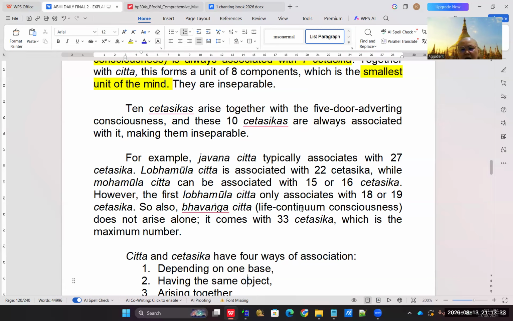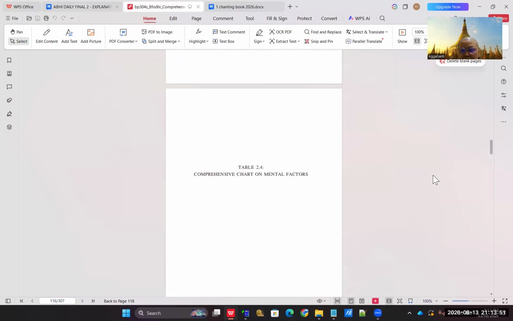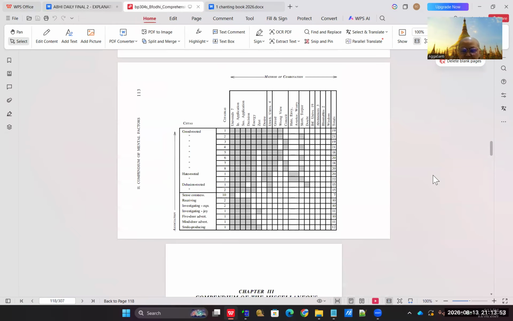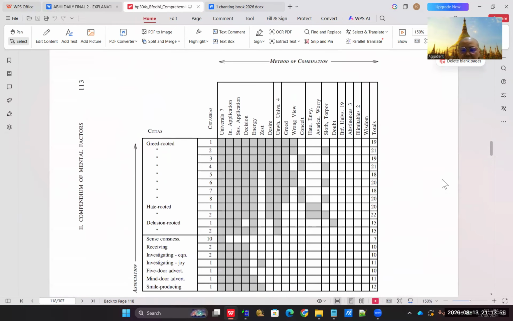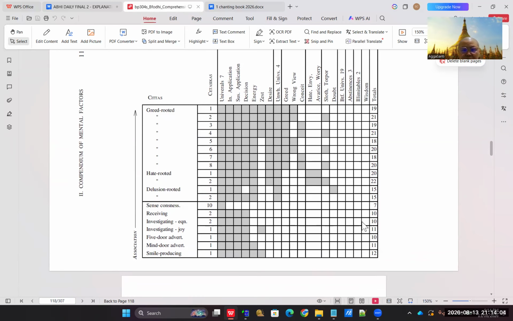The so-called Bhavanga Chitta, the life continuum consciousness, does not arise alone. It comes with 33 Chetasika. That is the maximum number. So you can see in this book all the numbers. Actually it's good if you can just print it yourself and see all the numbers possible to arise, like for the Greek rooted, what are the possible numbers and so on.